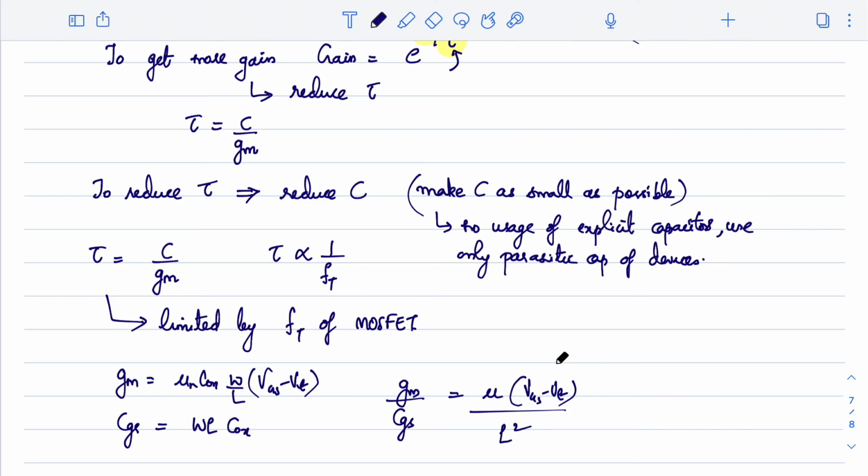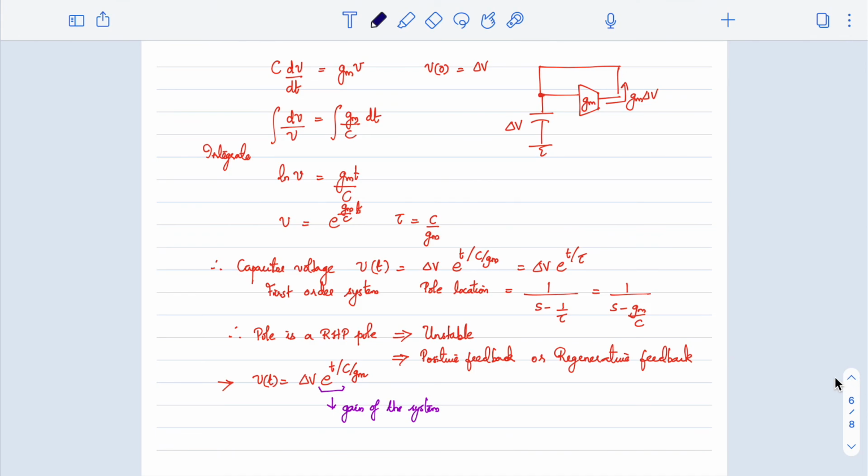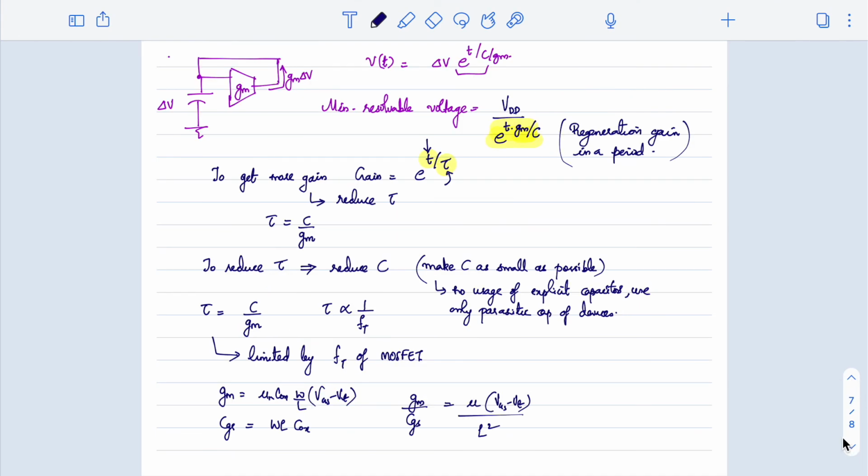So what I meant is, we were looking at the minimum resolvable voltage, and that can be made small by working on this tau. But again, the tau factor also depends on the technology. That is what I want to mention here. All right, are you guys with me? Are you understanding what I'm trying to say here?